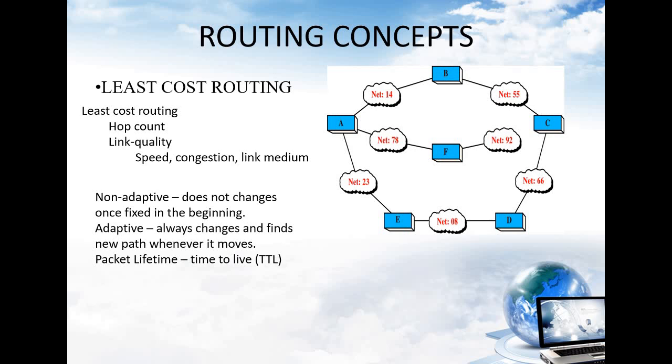And we have adaptive and non-adaptive routing. Non-adaptive means static; it does not change once fixed at the beginning of the router. Adaptive means dynamic; it always changes and finds a new path whenever it goes. We are going to calculate the packet lifetime also, that is TTL, time to live.